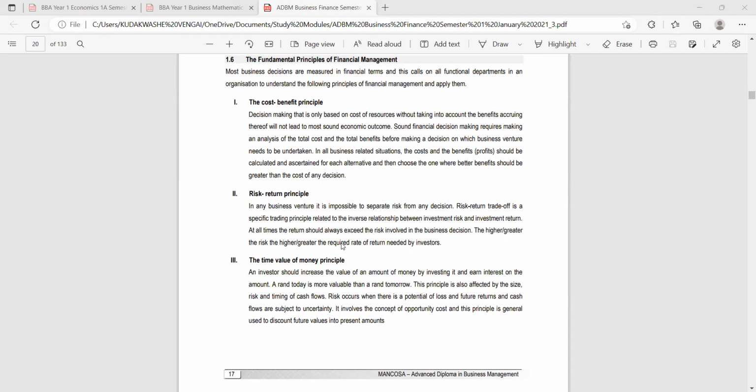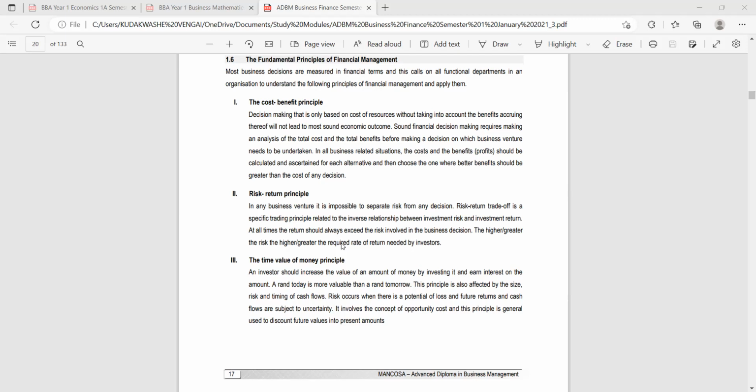Right? Risk return. We are saying that for every decision that you're making, there is a risk attached. Let's go back to the issue of the clothes. Right? So we're saying that yes, you have seen, oh, I can buy these clothes for 150 rand from this particular factory, and I can sell the chinos, maybe some chinos, I can sell them for 500 rand. So yes, according to the cost benefit principle, that's okay.